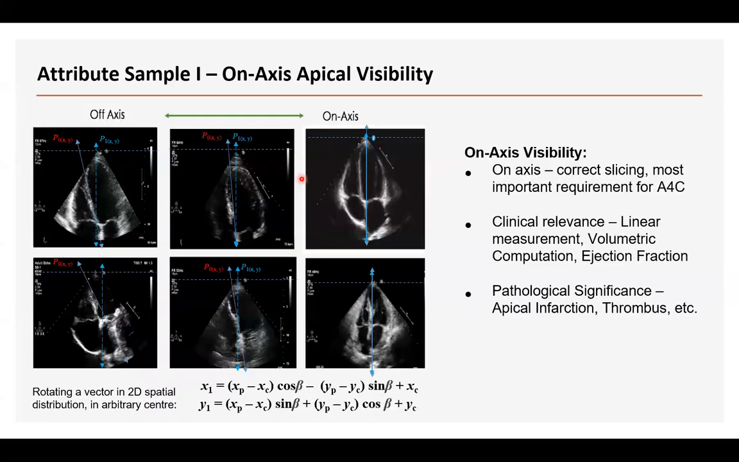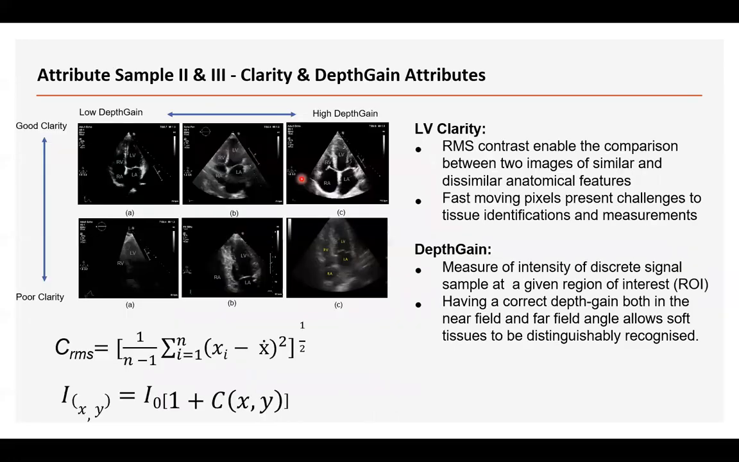Let me quickly talk about our attributes. The first attribute is the on-axis visibility. It has its clinical relevance to linear measurement, volumetric computation, and ejection fractions. It also has a pathological significance. The next attribute is the left ventricle clarity. We are able to measure the RMS contrast of dissimilar anatomical features within an image.